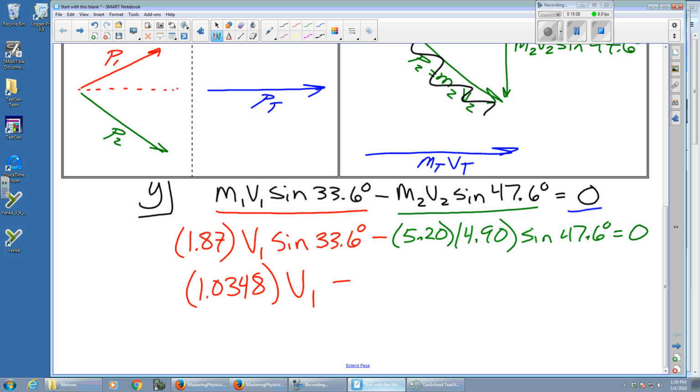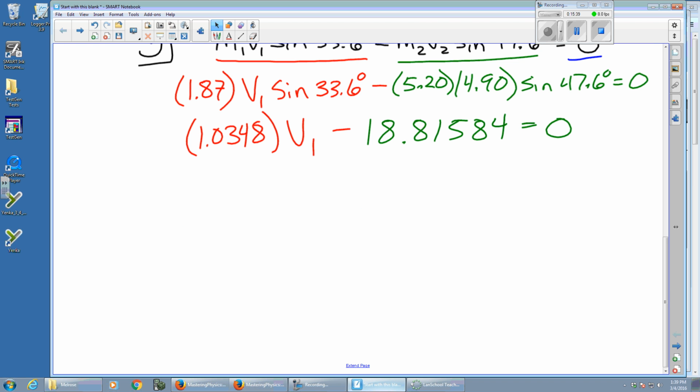V1 minus times sine. Are your angles measured in degrees? Then you want your calculator in degrees. That looks a little more manageable, right? I'm not done yet, because I still have V in there.